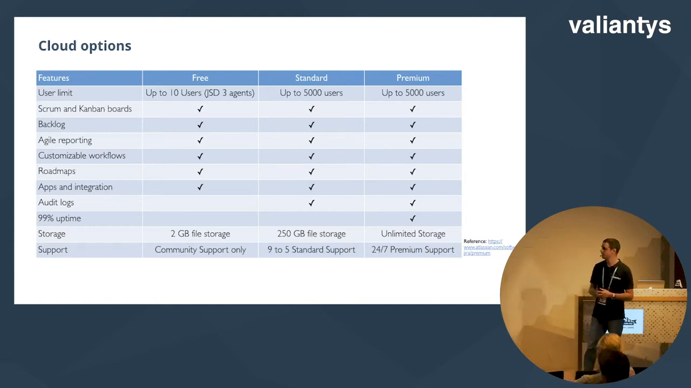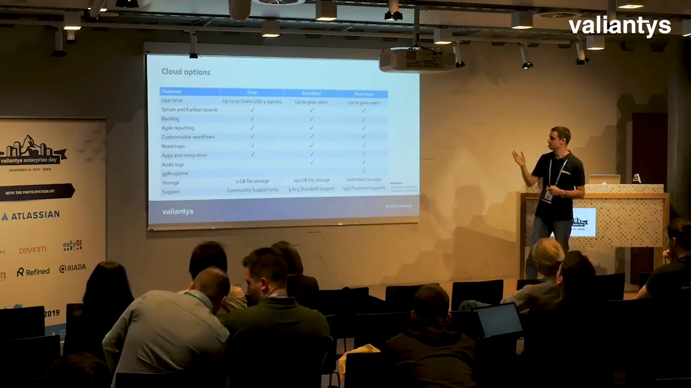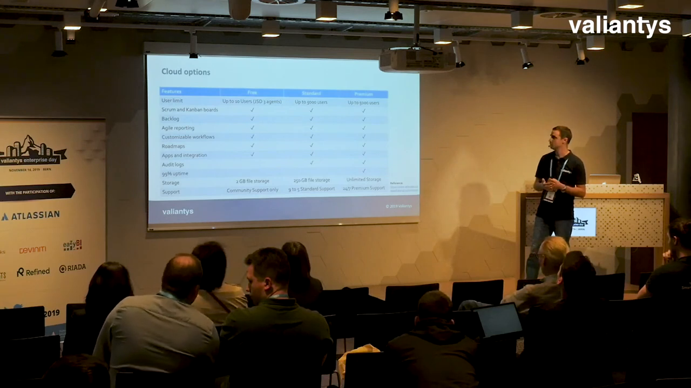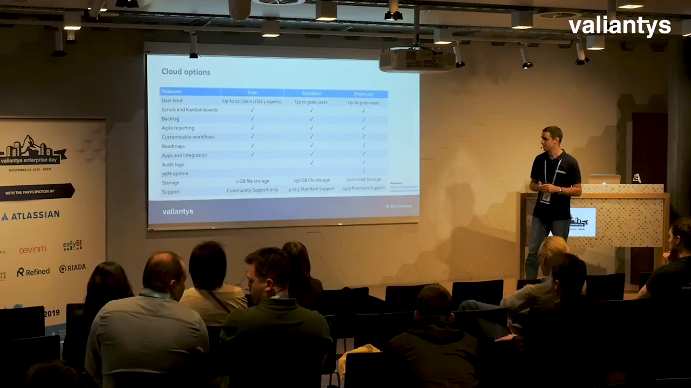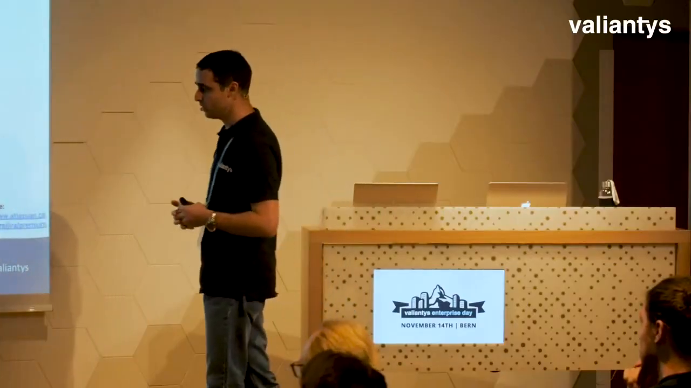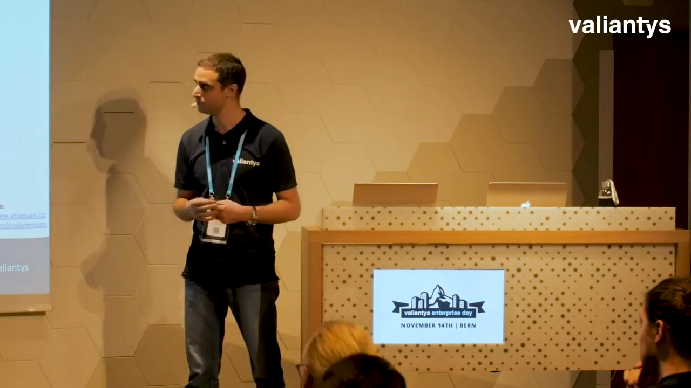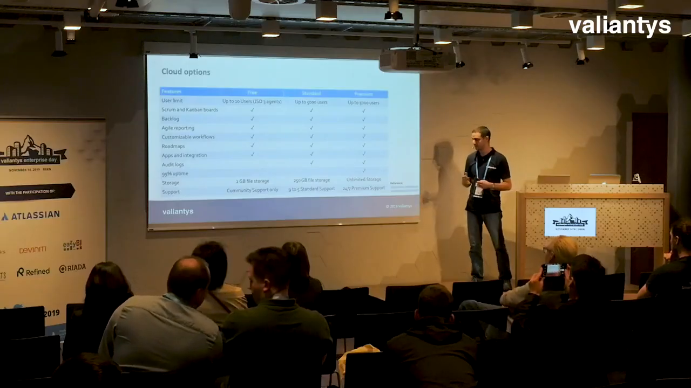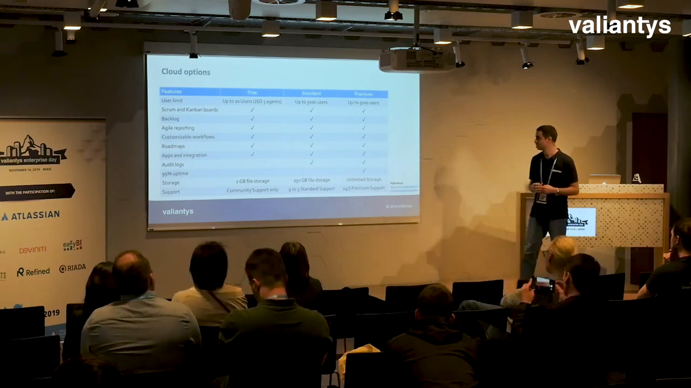You can have a free cloud product. It offers some of the standard and premium features we have. So Scrum and Kanban boards would have backlog, agile reporting, customizable workflows, roadmaps, apps integration. We only have a storage of 2 gigabytes for file storage, but again, for a free product to try, that's not bad. And there's no support from Atlassian, so there's only the community support.